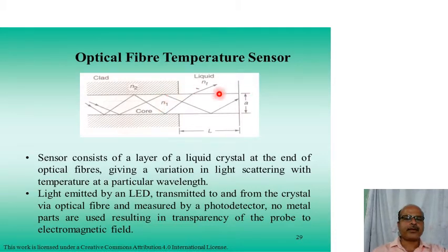So, the optical fiber temperature sensor. This is the optical fiber structure. You can say this is the core, and the outer layer is the cladding. The sensor consists of a layer of liquid crystal at the end of the optical fiber, giving a variation in light scattering with temperature at a particular wavelength. Light emitted by an LED is transmitted to and from the crystal via the optical fiber and measured by a photodetector. No metal parts are used, resulting in transparency of the probe to the electromagnetic field.